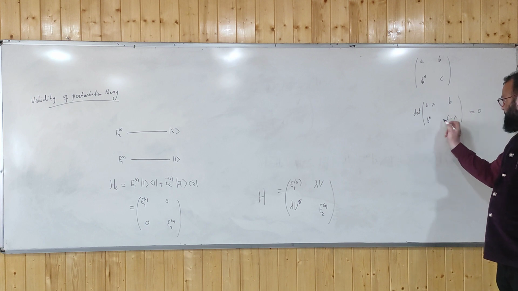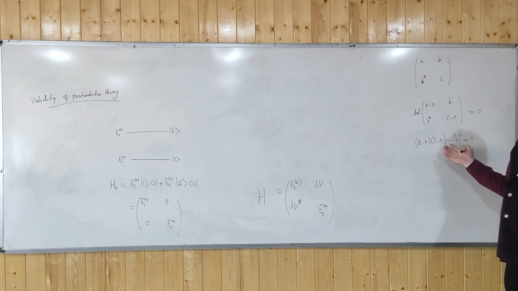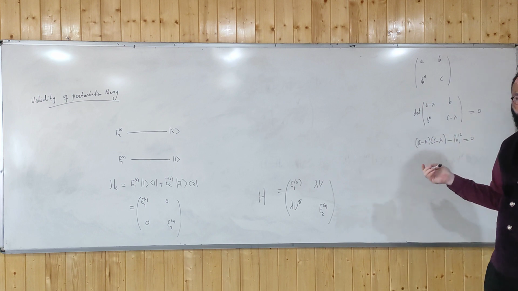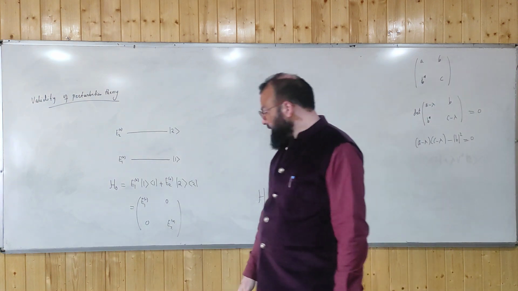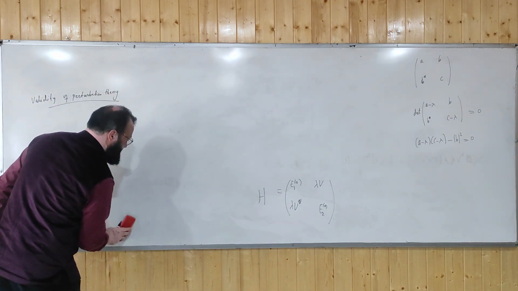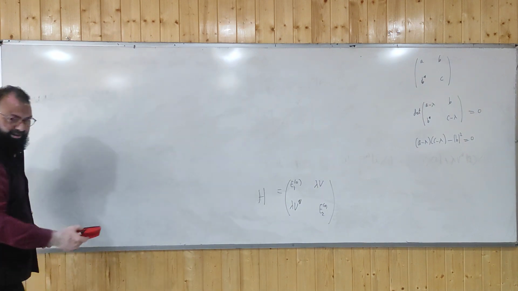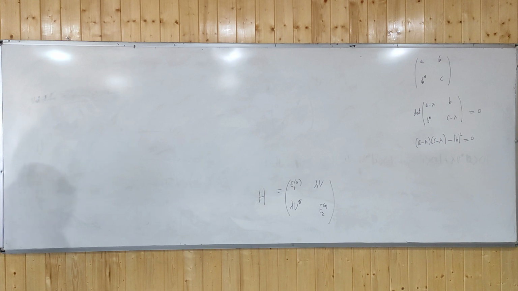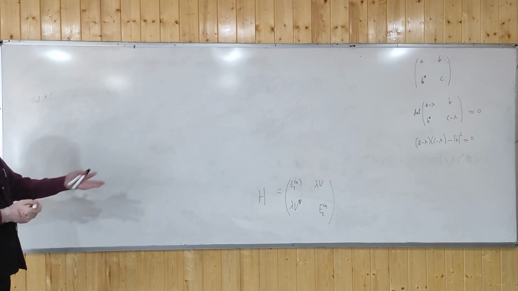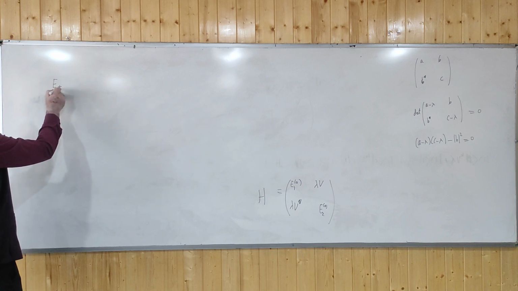2 roots. So you simply write it as A minus lambda times C minus lambda, minus magnitude of B squared, equal to 0. Clear? Now solve this equation and you will get the roots of the equation. So now let's solve this. Tell me, let me write the eigenvalues as E plus minus.